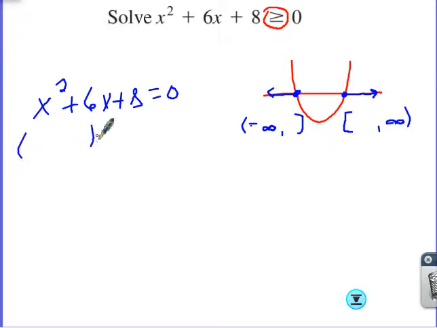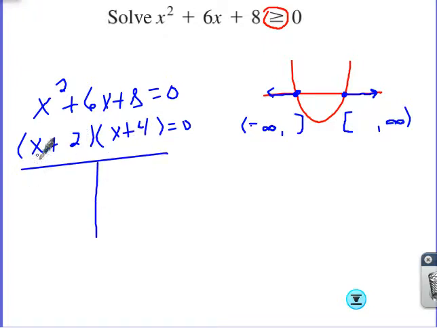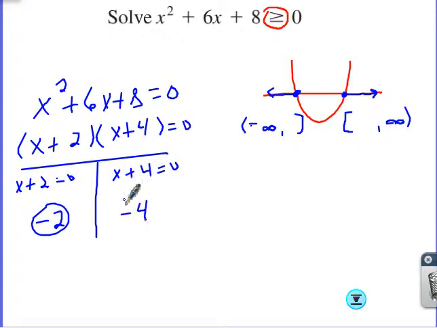I would solve this by factoring. X and x, adds to give you 6, multiplies to give you 8, would be plus 2 and plus 4. Please do not forget to split that. Those aren't the answers. Your actual answers: x plus 2 equals 0, x plus 4 equals 0. Solve each of those, you will get negative 2 and negative 4. So that means my intersection point here will be negative 4. My intersection point here would be negative 2.